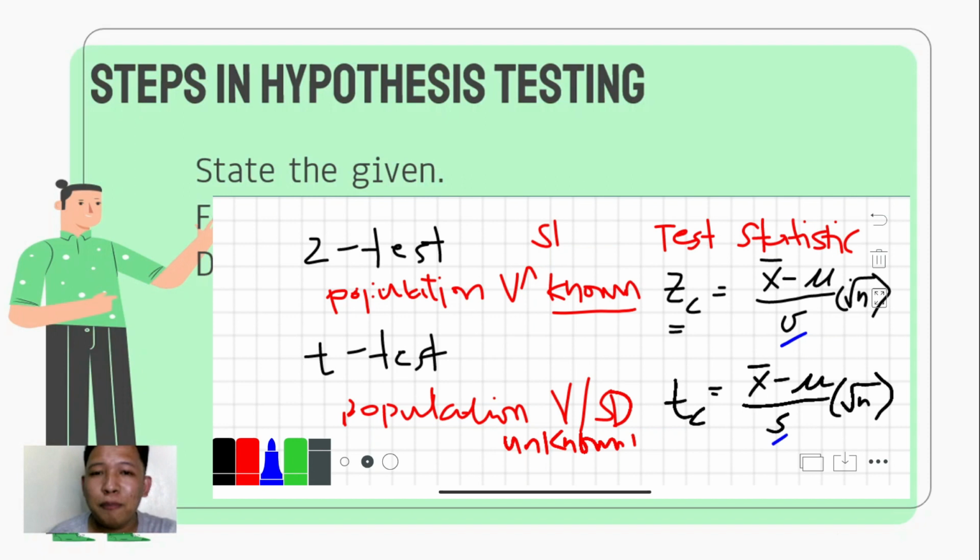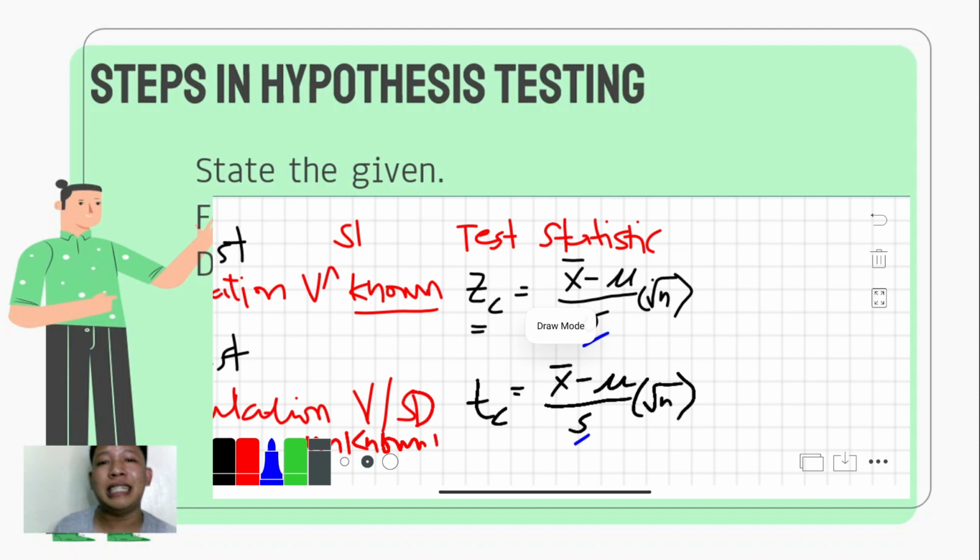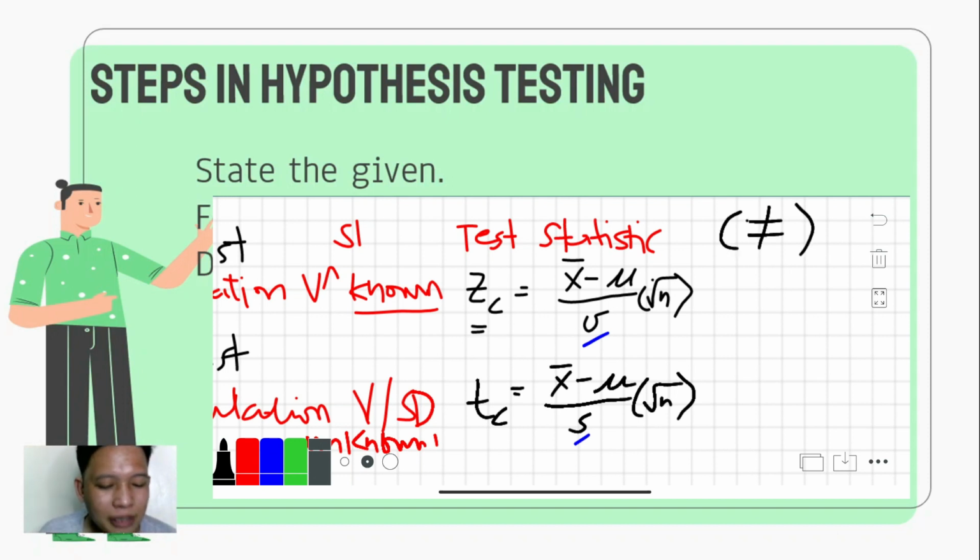Pero pwede ring i-determine po natin if it's one-tailed or two-tailed. So paano naman po natin ma-determine if one-tailed or two-tailed po ang ating t-test or z-test? So yung one-tailed or two-tailed is nag-rely siya kung ano yung ating alternative hypothesis. So, ano po ba yung alternative hypothesis po natin? If our alternative hypothesis deals with inequality or not equal to, ibig sabihin, two-tailed test po ang gagamitin natin.